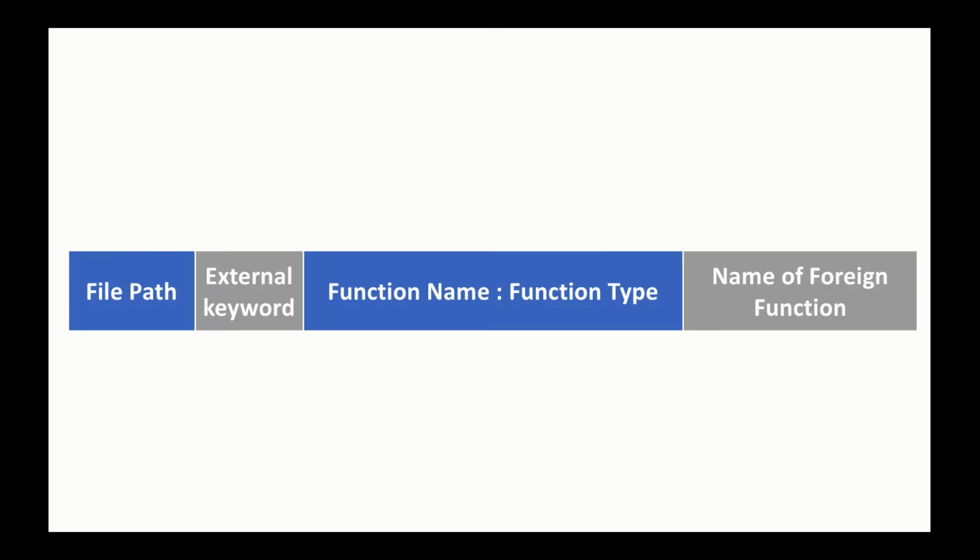The first thing that we mention is the path of the file where the foreign function lies. And then we mention the external keyword, followed by what local name we are assigning to that function, and then the type of that function. Function type here can include the argument types and the return type of the function. And then after this, we mention the exact name of the foreign function that is mentioned in that file.